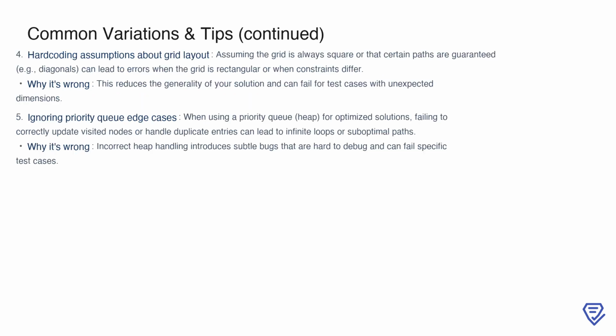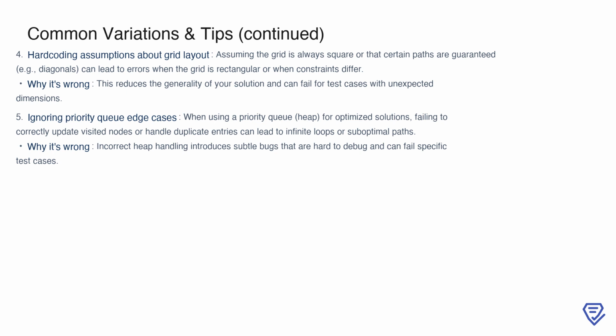Now, another pitfall to avoid is hard-coding assumptions about the grid layout. For example, assuming the grid is always square or that certain paths, like diagonals, are guaranteed can create major issues. This reduces the generality of your solution and may cause it to fail on test cases with unexpected grid dimensions.